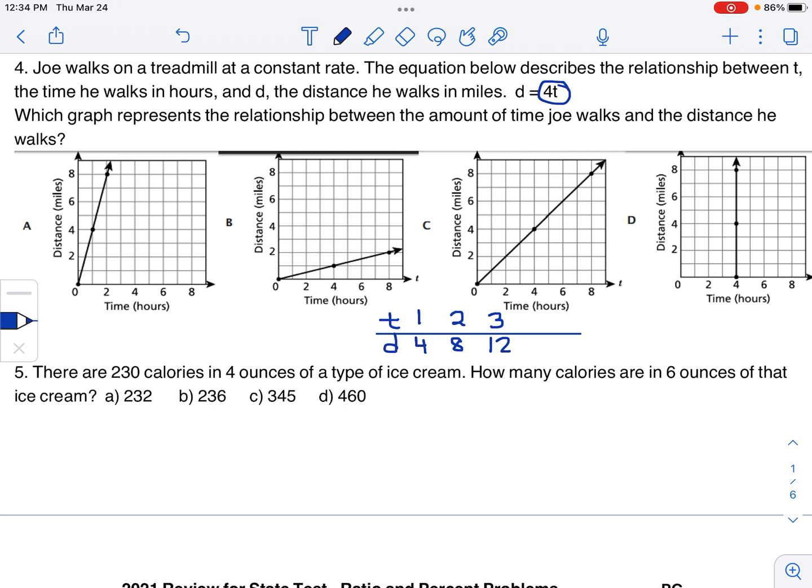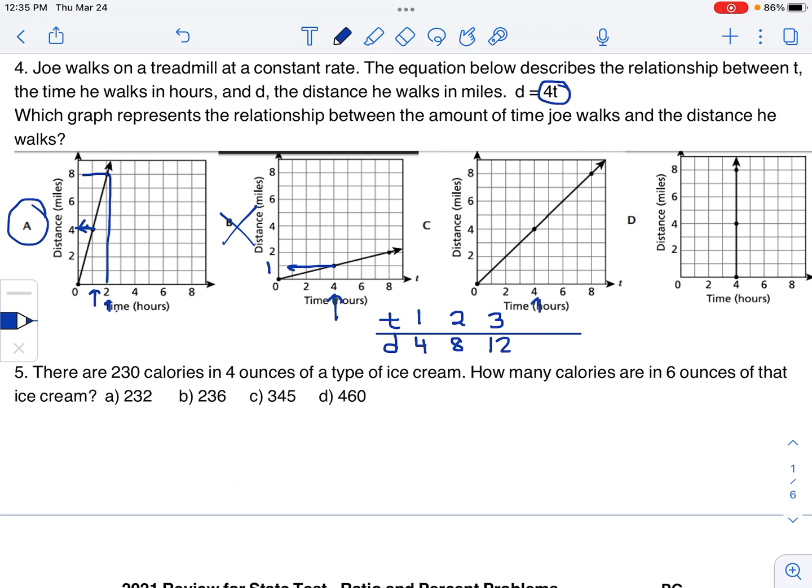I notice for option A here that when he's walking 1 hour, he's walked 4 miles. When he walks for 2 hours, as I move up, he's now walked 8 miles. And that matches up with our ratio table. So it looks like A is the option. Let's double check that B and C are not correct. When he's walking for 4 hours here, he's only walked 1 mile, so we know B is no good.